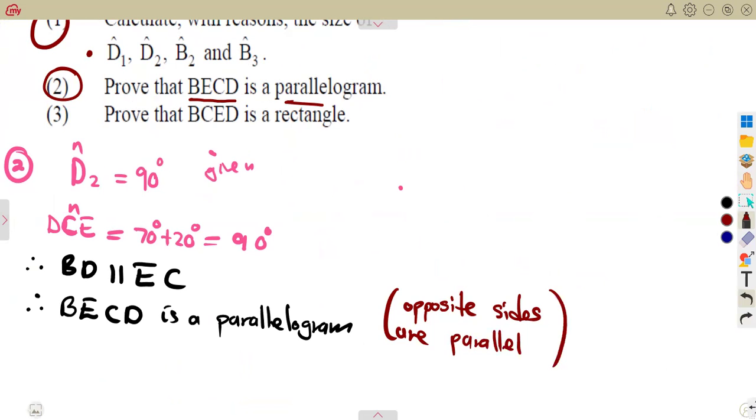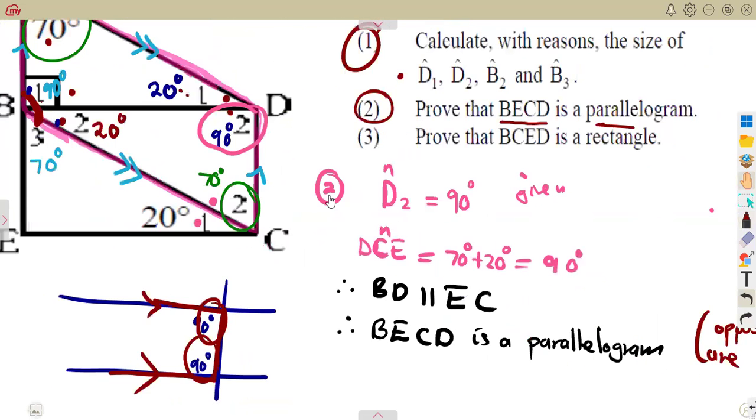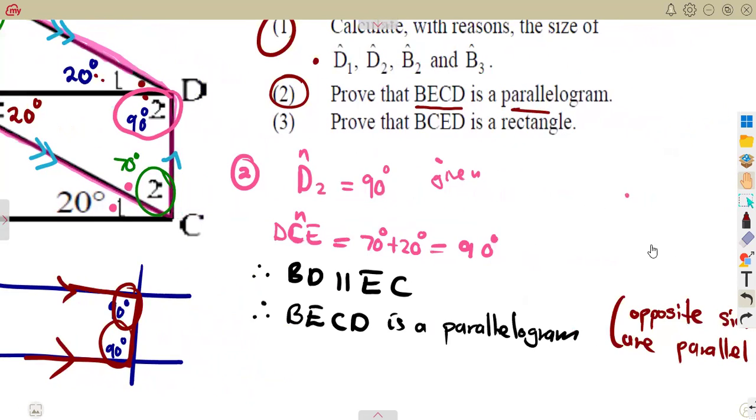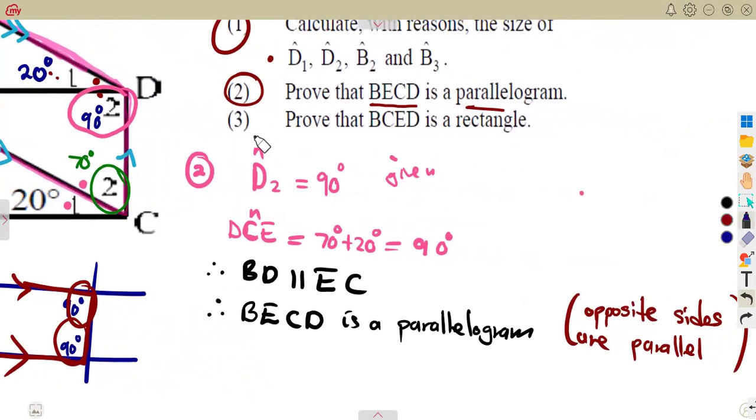Or we can consider opposite angles. Remember I said in any parallelogram, opposite angles are equal. This is 90, this is 90, opposite angles. That was going to happen at D2 and E2. That's another way that you could have used. Then now we need to prove that this same shape, BCED, is a rectangle.